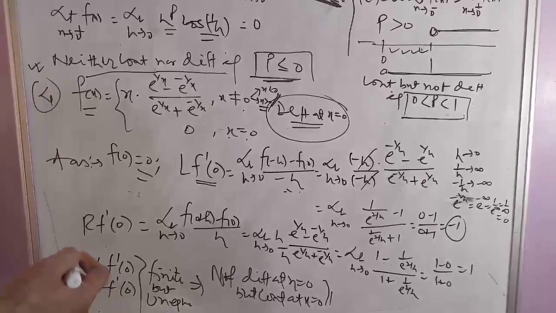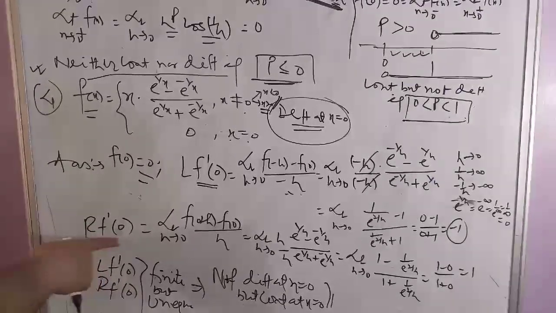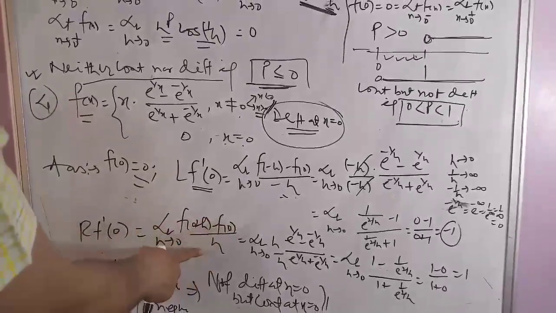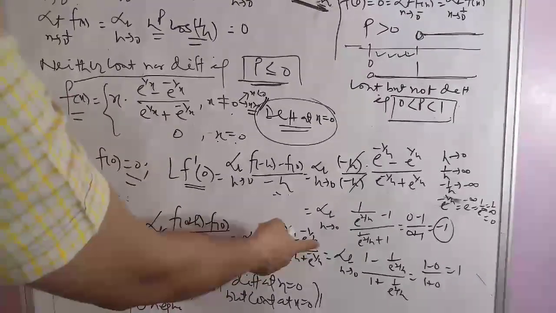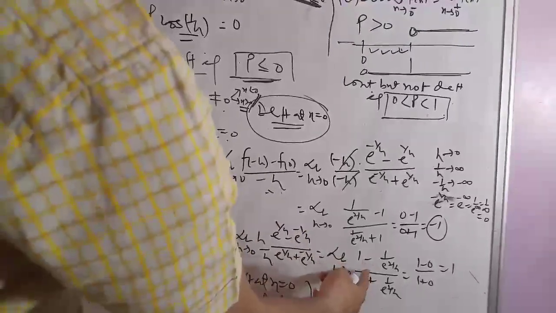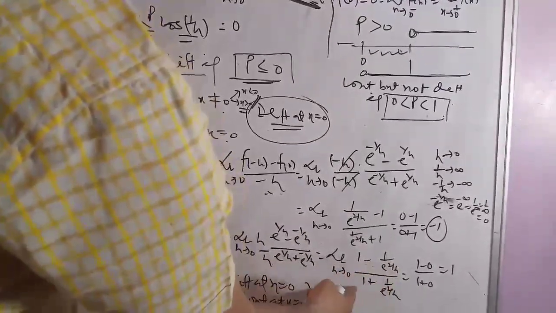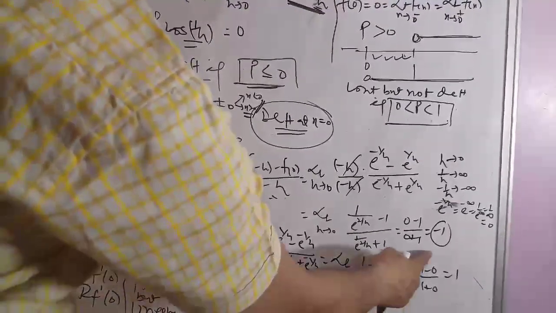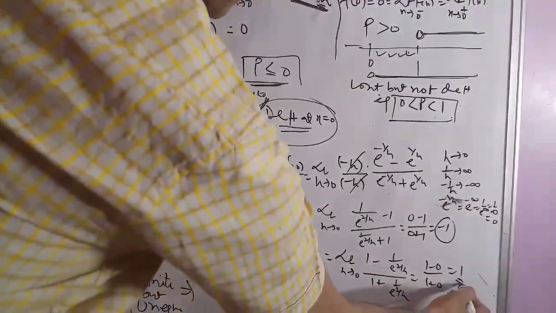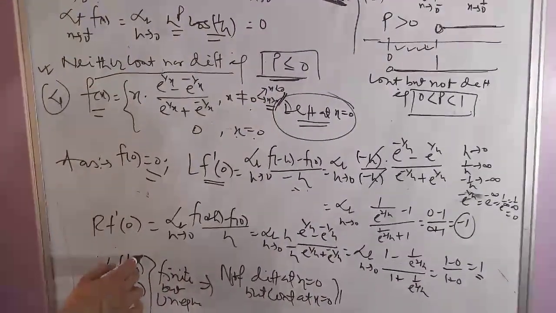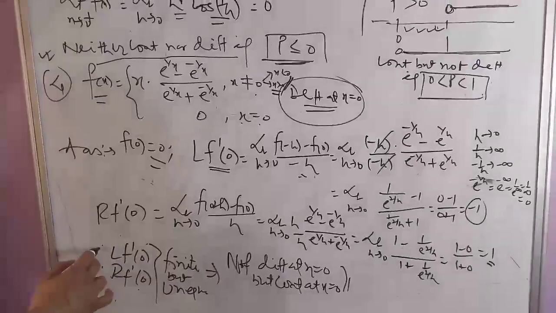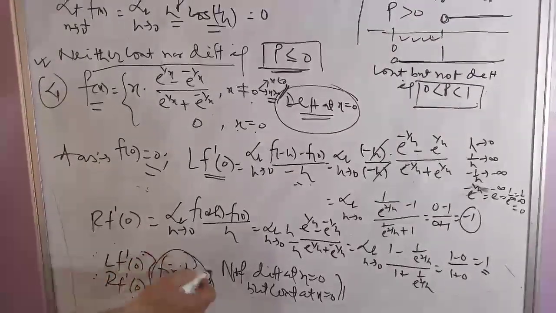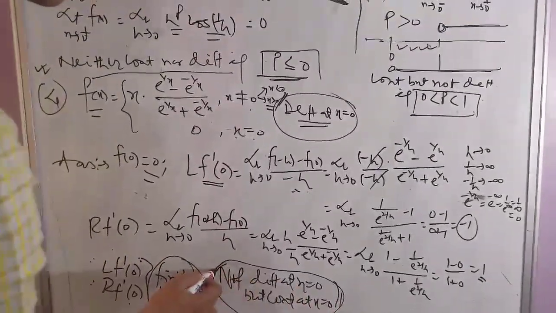Again, the right hand derivative at 0, in a similar manner: limit of (f(0+h) − f(0))/h. By the same reasoning, this gives (1 − 1/e^(2/h)) upon (1 + 1/e^(2/h)), equal to (1 − 0) upon (1 + 0), equal to 1. Here the left hand derivative at 0 and right hand derivative at 0 are both finite but not equal, so the function is not differentiable at x equal to 0.